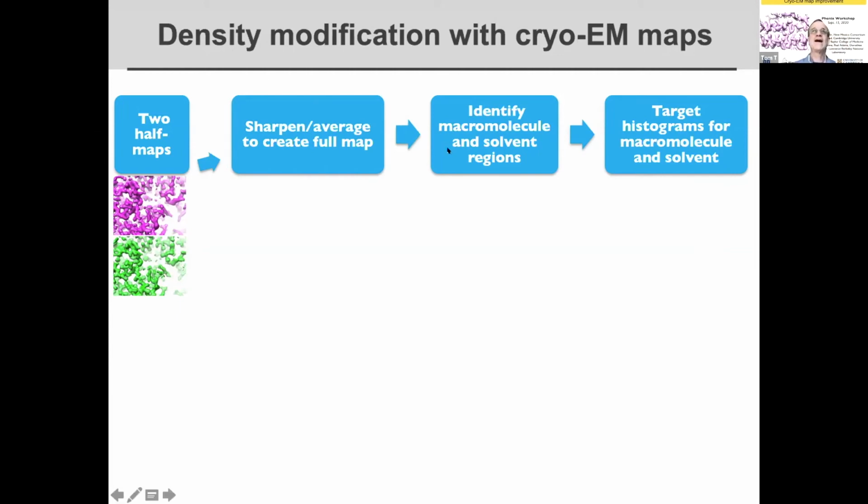So we're going to define a mask essentially that says this is where the molecule is, this is where the solvent is. And then we're going to look in this full map, which is better than either half map. We can use the full map to identify target histograms for the macromolecule and solvent. So basically we're going to say, I think the full map in the region of the macromolecule has histograms that are more what I would like to see for the histograms for these half maps, and similarly for the solvent. So the histograms for the solvent will be relatively flat for the full map. So now we have target histograms.